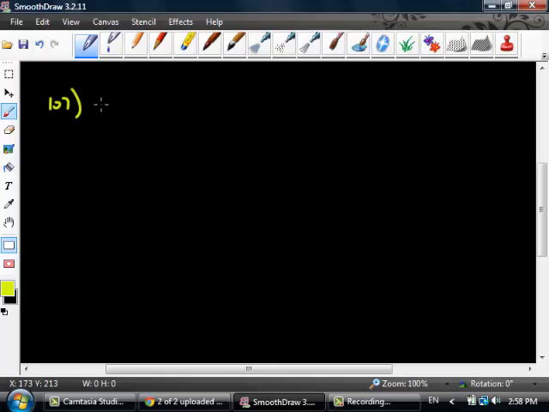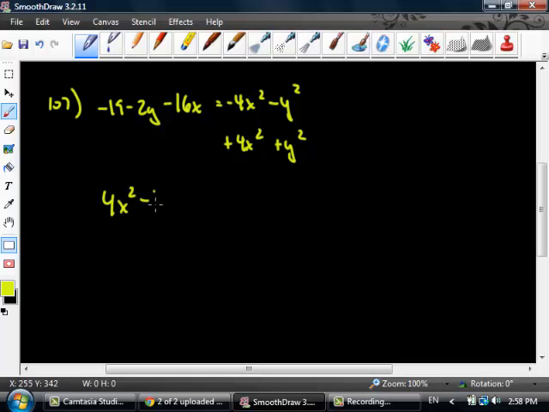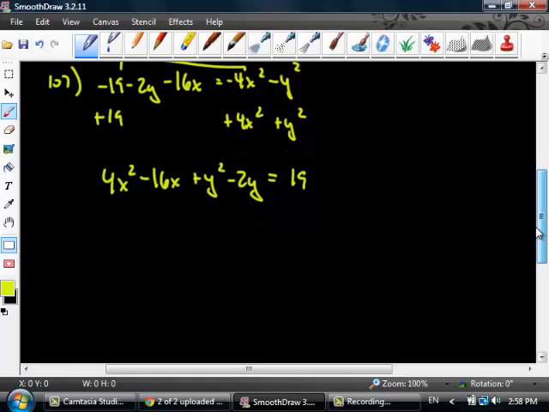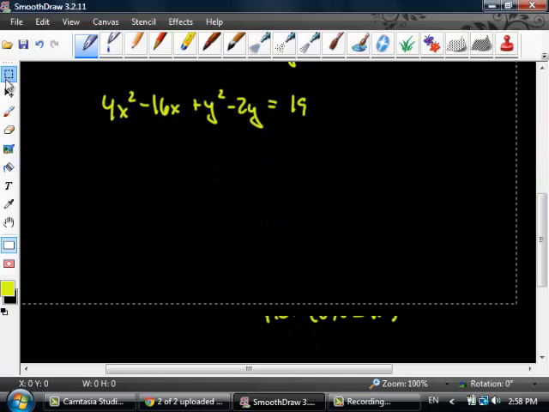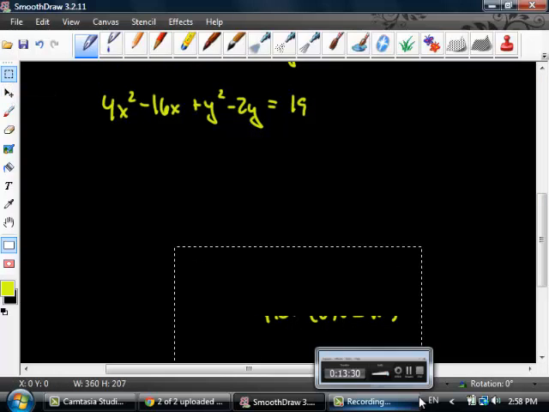Yes. This one here, negative 19 minus 2y minus 16x equals negative 4x squared minus y squared. Okay, so from here I'm going to go ahead and add 4x squared and y squared to both sides. So what I get is 4x squared minus 16x plus y squared minus 2y equals 19. I added 19 to both sides. All right. So that's what I end up with. Let's go ahead and clean that up a little.